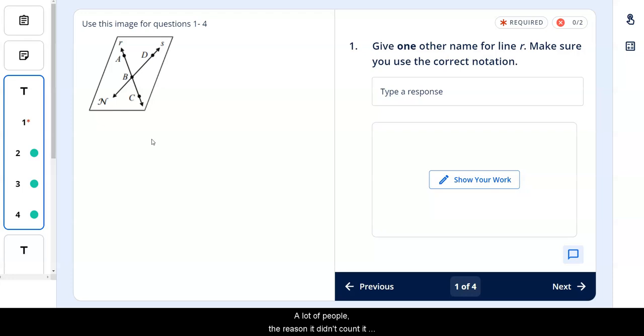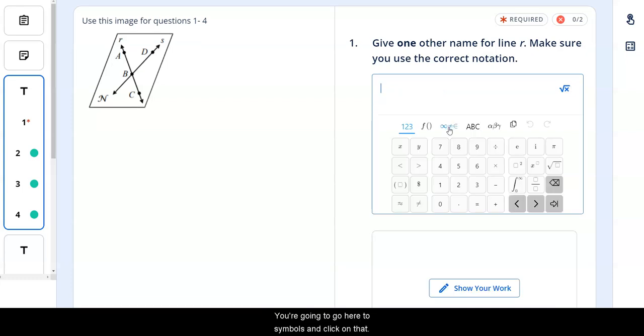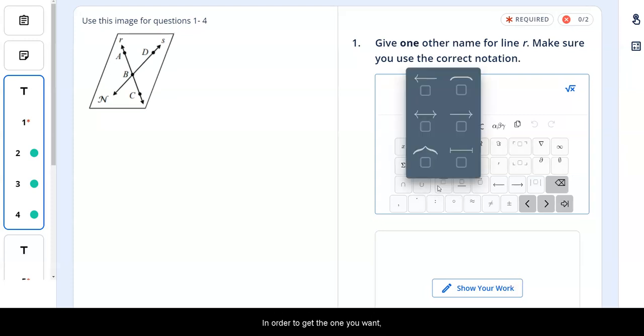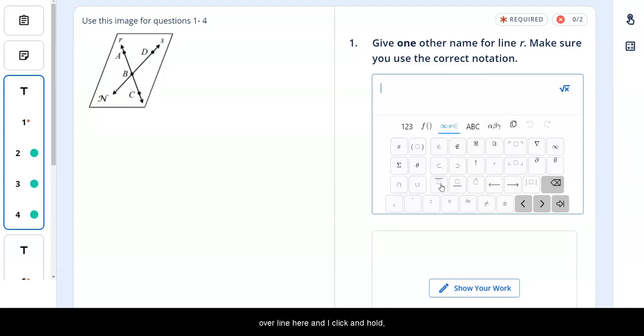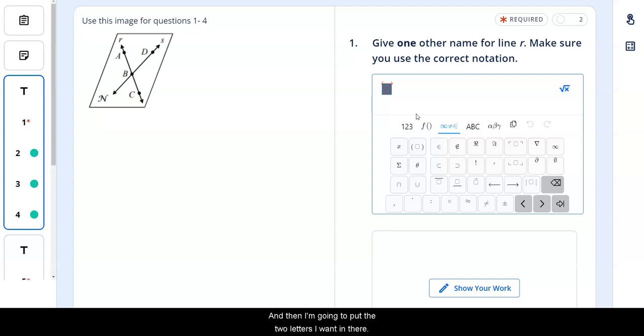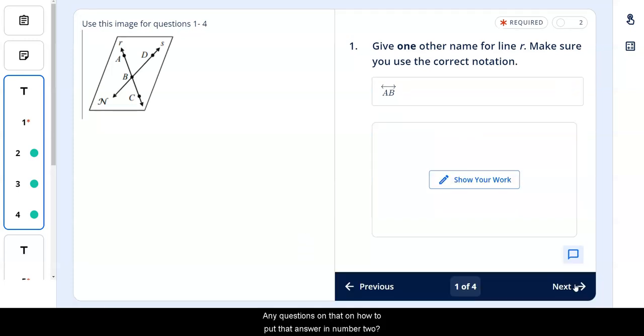A lot of people, the reason it didn't count it correct the first time was they didn't use the correct notation. So again, you can use AB, AC, or BC. What you're going to do is click on the box here. You're going to go here to symbols and click on that. We click on the symbols, and then we want an overline, okay? In order to get the one you want, you have to click and hold, okay? So if I put my cursor on this overline here and I click and hold, I can select the double arrow. That's the one I want. And then I'm going to put the 2 letters I want in there. It can be AB, AC, or BC. Any questions on that, on how to put that answer in?